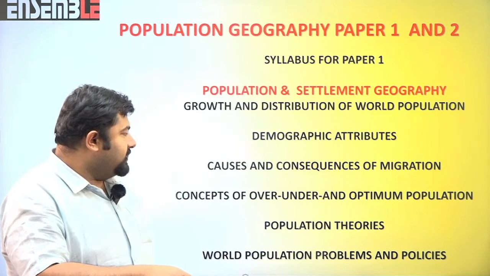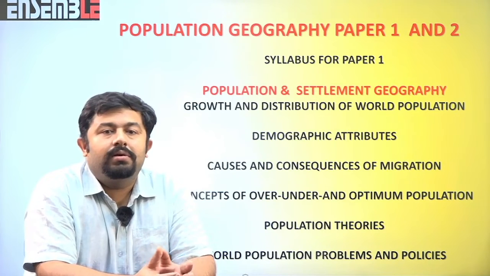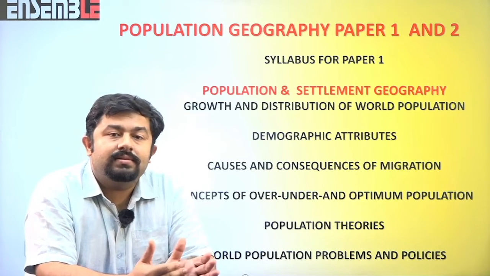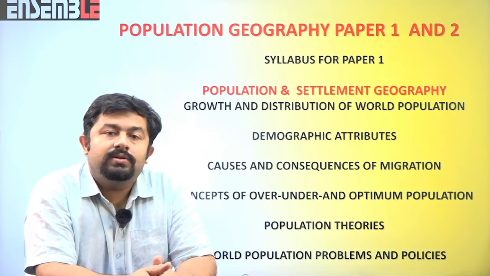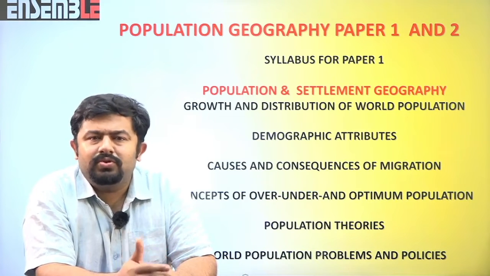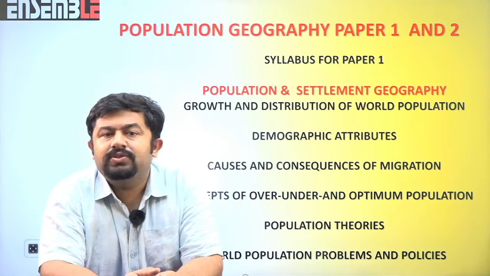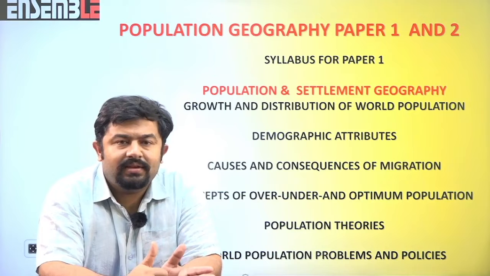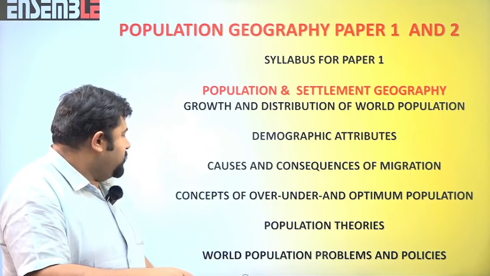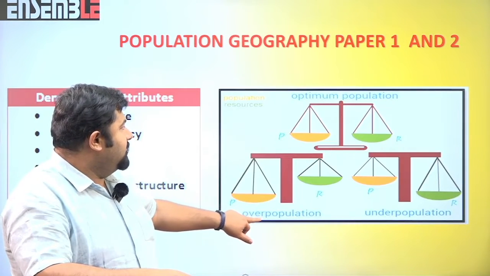Next topic is population theories. There have been many geographers, even non-geographers also, who have given their population theories, right from Malthus to the new Malthus theories. They are trying to say something about population being so big or less, and they have tried to give some relationship of population with food supply, say birth rate and food supply, or something like migration. Then the next topic is world population problems and policies. So let's see some questions of these topics.